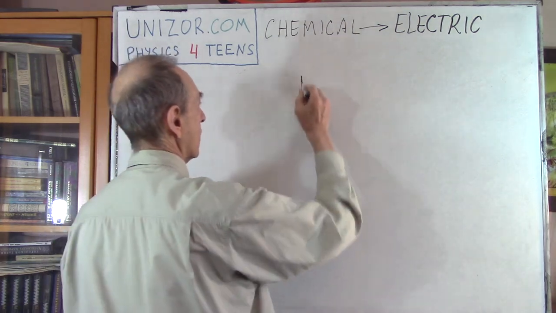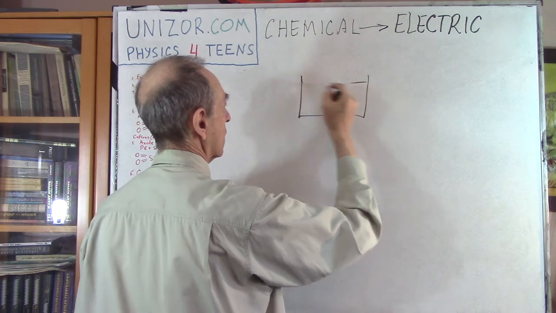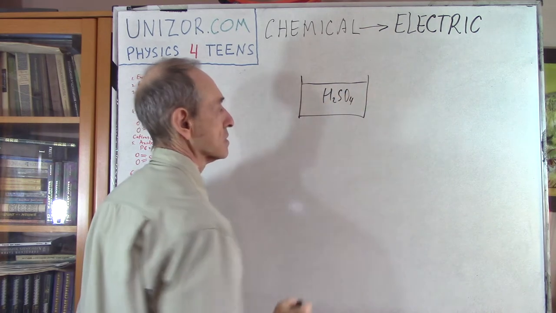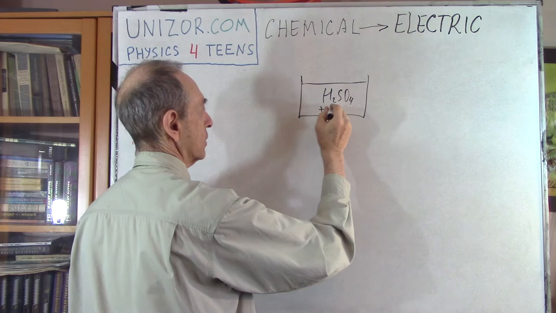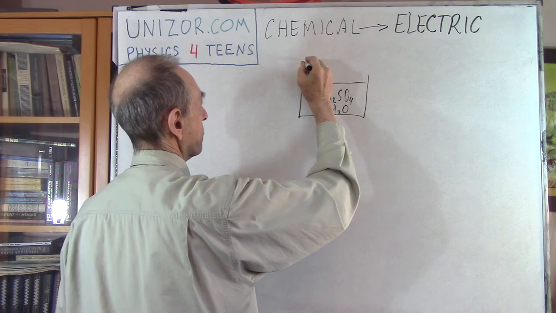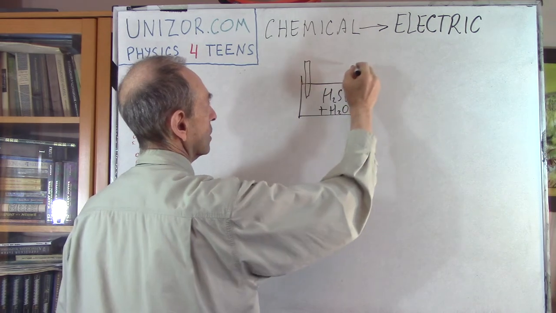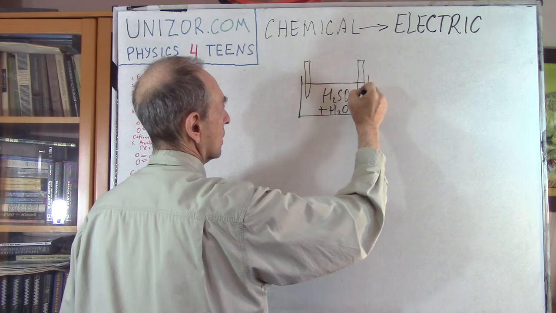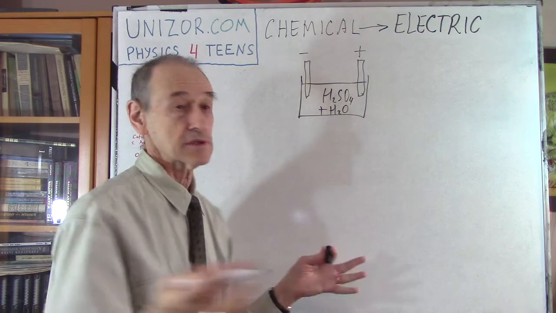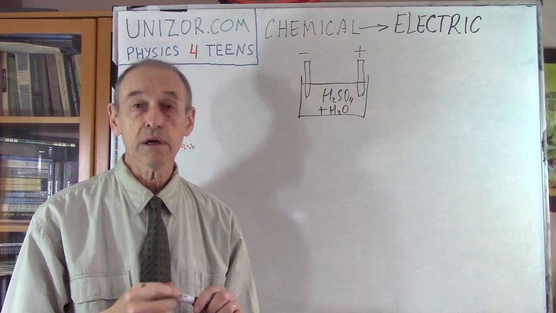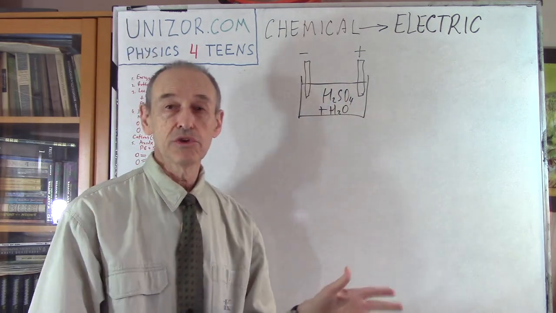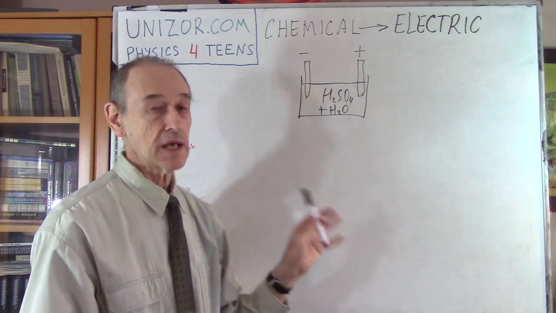So, lead acid battery. Lead acid battery basically is a reservoir filled with sulfuric acid, well, plus the water. It's diluted sulfuric acid. Now, there are two terminals, plus and minus. Well, you probably saw how car batteries are arranged. There are two poles, basically, plus and minus.